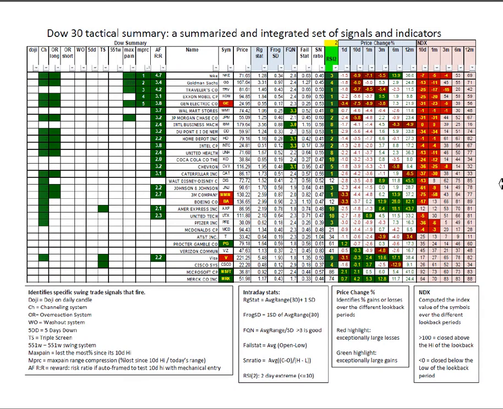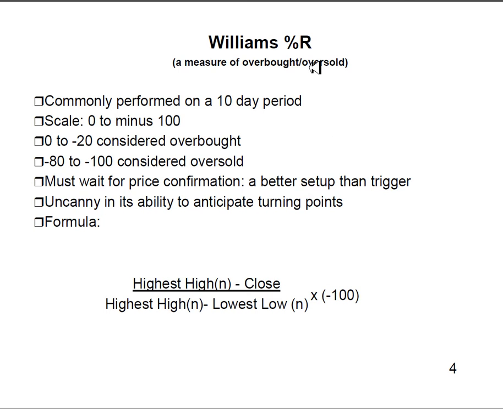All right, so let's go a little deeper. The first thing we want to look at is Williams percent R, an oscillator, and it's a popular measure of overbought or oversold. I think more people probably use stochastics than Williams percent R. I can't prove that. It's a little more complex. But it was invented by Larry Williams and is a very powerful tool.